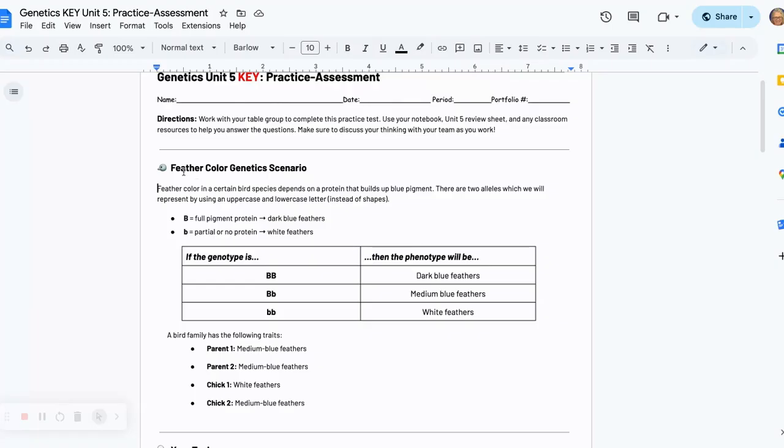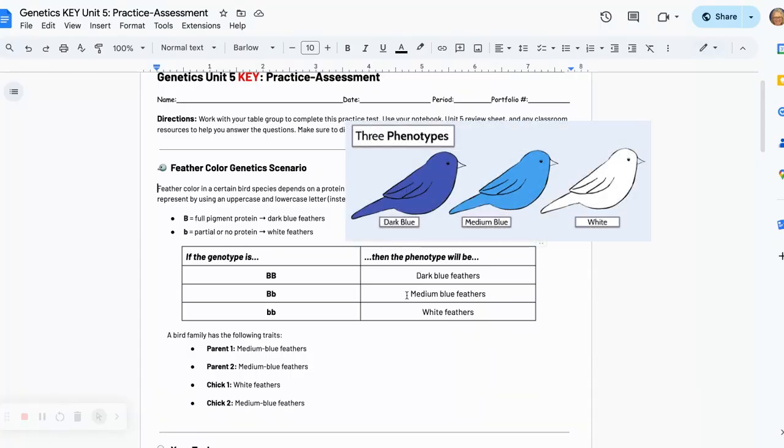First, you were given a scenario about feather color. So feather color would be a trait. There are variations in the feather color trait. Sometimes the variations are dark blue, sometimes medium blue, and sometimes white. So the phenotype could be dark blue, medium blue, or white feathers.